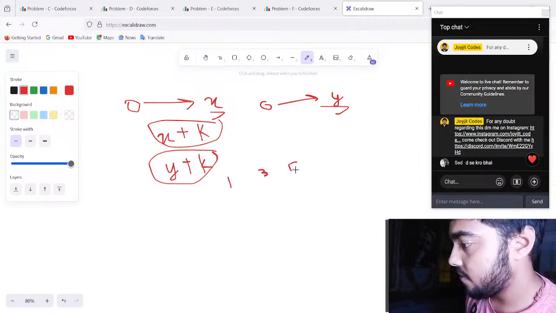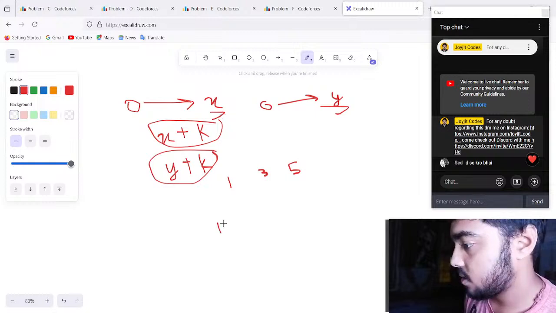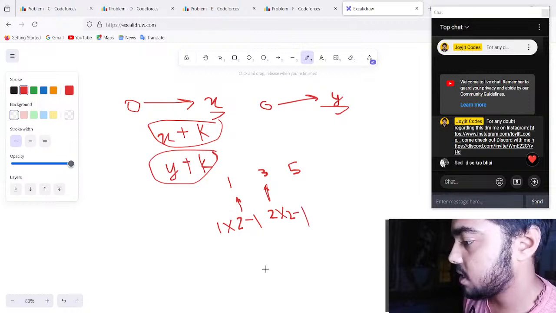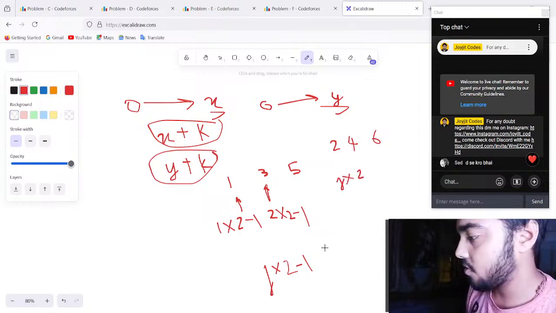So the pattern is basically the number of jumps into 2 minus 1. If she needs to make one jump, it will be 1 into 2 minus 1, that is 1. For two jumps, it will be 2 into 2 minus 1. So it is basically jumps into 2 minus 1. But for the other direction, it is going to be 2, 4, 6, and so on, so it is basically j into 2 only. Whichever is going to be the maximum, you have to find out.